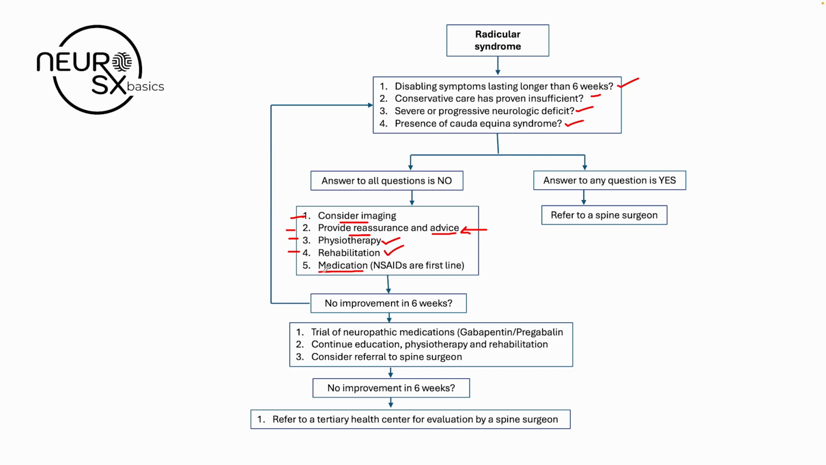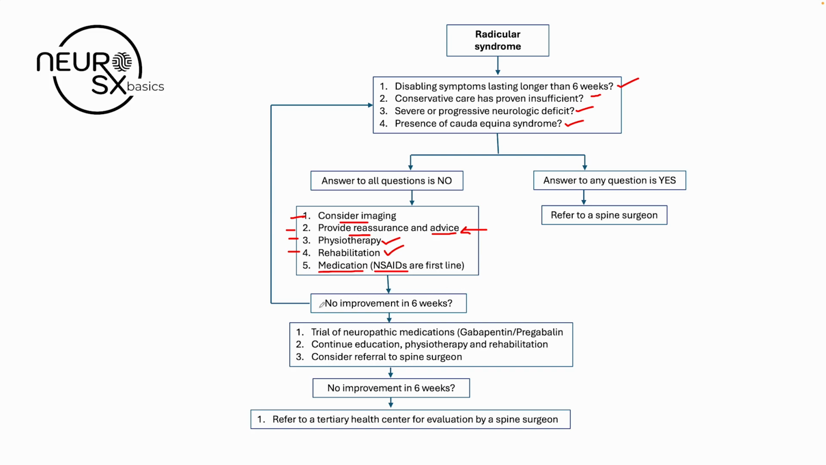And then when these 3 are taken care of, the patient can be offered medication. The first line for medication, even with radicular syndrome, is NSAIDs. It is not gabapentin, not pregabalin. The first line is just NSAIDs given for a short duration. Along with the NSAIDs, obviously, we should have given advice, physiotherapy, and rehabilitation. This has to be given over a course of 6 weeks, and we have to wait and watch and see what happens after 6 weeks.